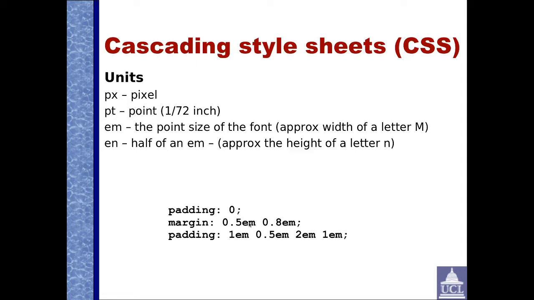If we have 2 numbers, then the first number will apply to the top and the bottom, and the second number will apply to the right and the left. And finally, if we have 4 numbers, then those will apply to the top, right, bottom, and left in sequence. So we're starting from the top and working round clockwise.